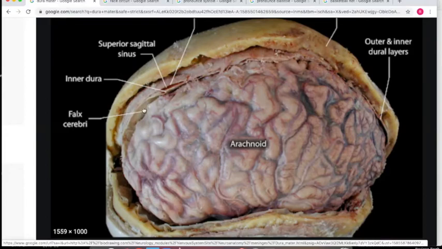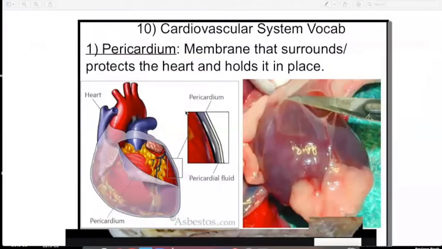And then inside, between the dura mater and the actual brain, there was a fluid, right? So this is more like a water balloon acting as protection. It's going to be very similar for your heart. You're going to have this fluid-filled bag. The membrane is for protection, and the fluid is to lessen the friction as your heart is beating.